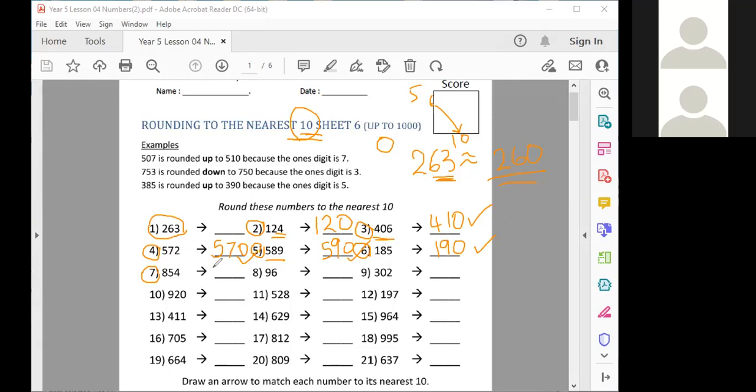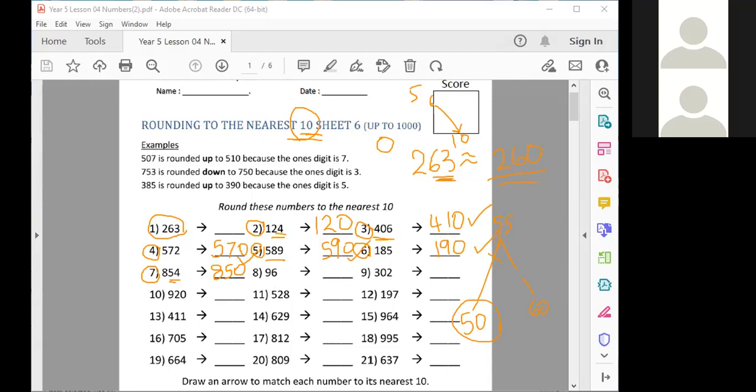854. Rajavin, 54. 54, guys. Where can go to 60? 54. It's between 50 and 60. 55 is in the middle. So 54 is here. So it will drop to 50. So it would be 850. Do you understand? Okay, good.